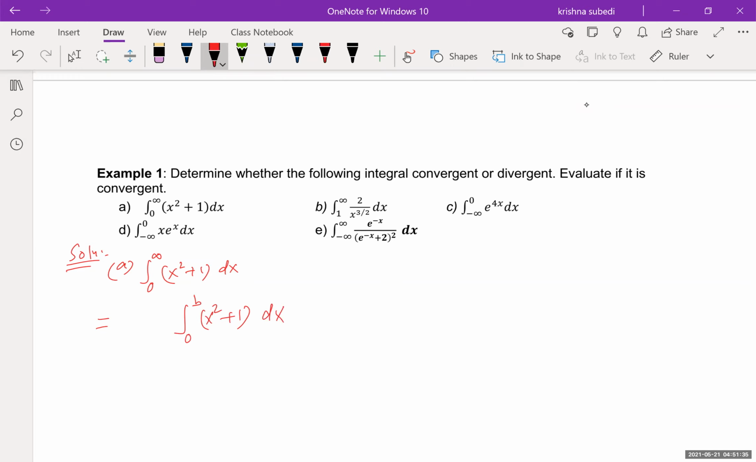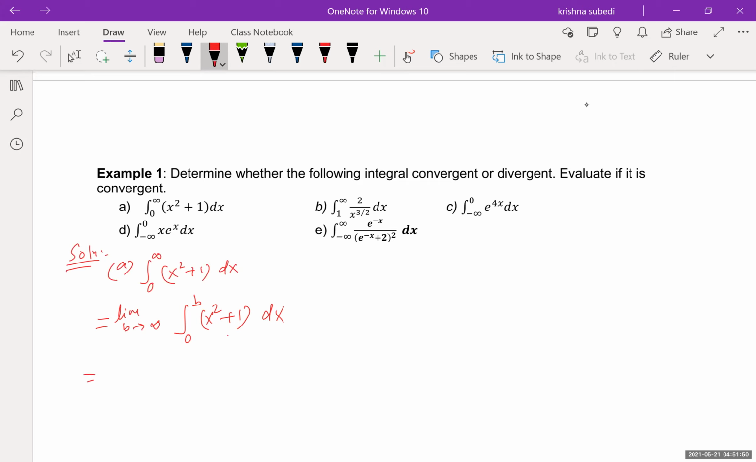It was not given there. So I need to define what b is. b actually tends to infinity. You see, by doing this little trick, we are able to evaluate this definite integral.